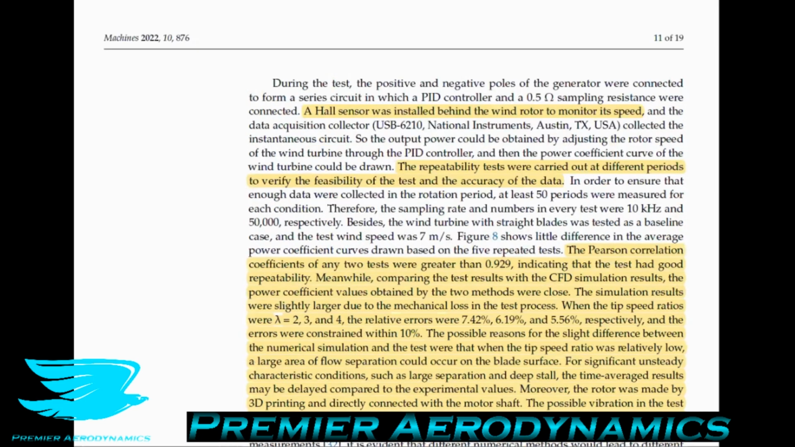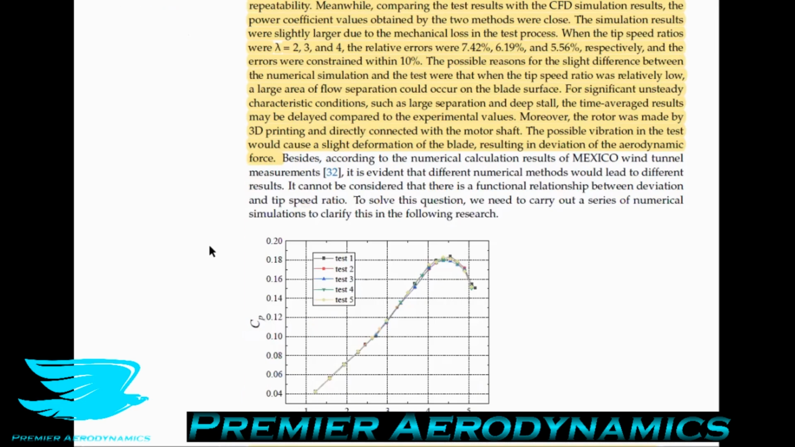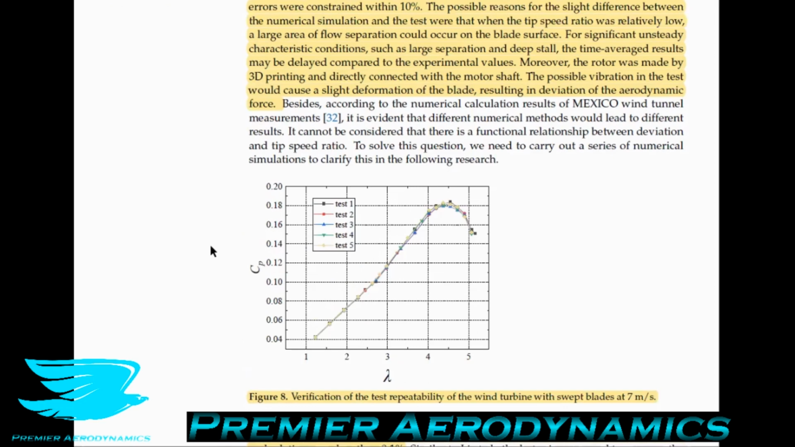So then they go on to something which we never really cover, but is very important. They say the repeatability tests were carried out at different periods to verify the reliability of the test and accuracy of the data. Repeatability tests are often, if they're done, not really reported on. So it's very nice that they're doing that here. In figure 8, they have a bunch of tests, 5 of them, over different tip speed ratios.